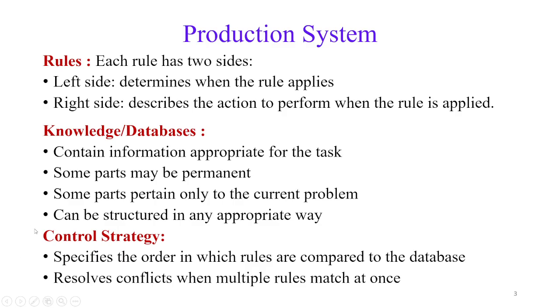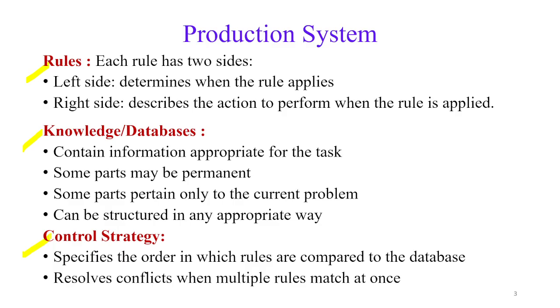Next is the control strategy. We have discussed two things: we have talked about rules, and we have talked about the knowledge base. Now we are going to talk about the control strategy. We already discussed it, and it's very, very important. This tells the order in which the rules are executed or compared to the database. This is what makes a production system intelligent and not mechanical.